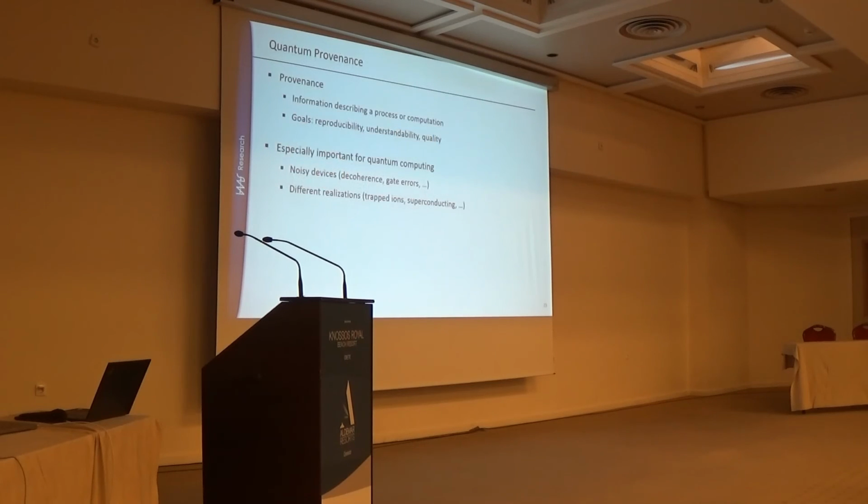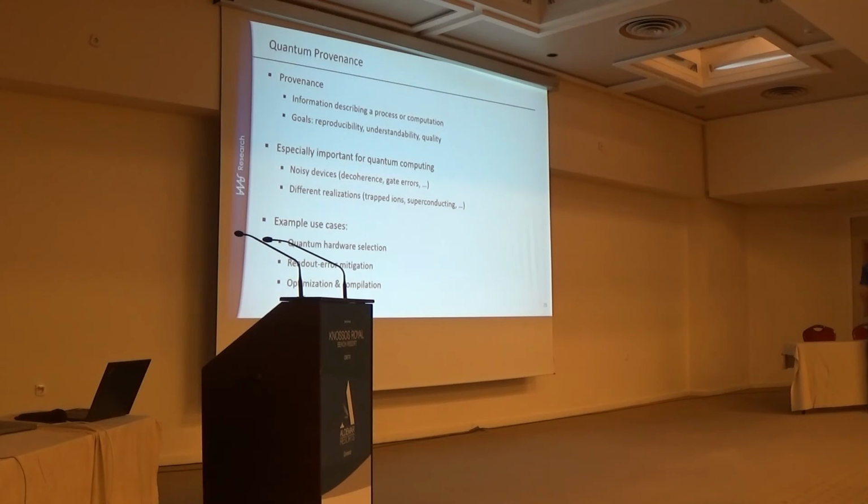So, to properly observe a hybrid quantum application, we must collect very detailed data about the quantum application as well as the execution environment. And collecting such data about the process is referred to as provenance, and it has the goal to increase the reproducibility, understandability, and quality of the process. In the quantum computing domain, this is especially important as we still have noisy devices and very different technologies, and therefore we need detailed information, for example, to analyze occurring errors.